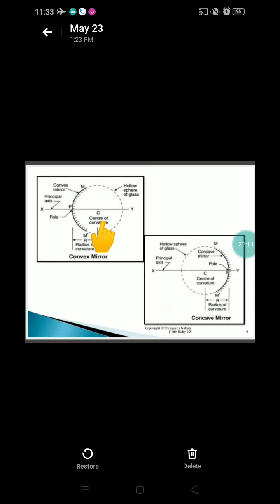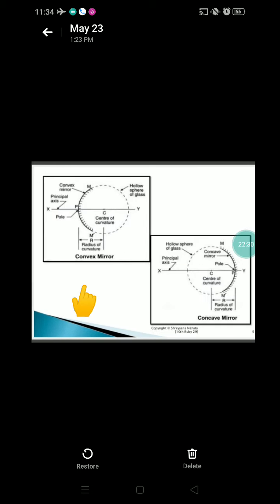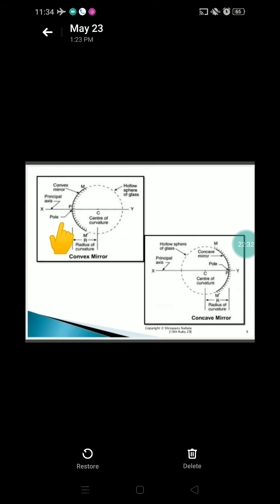The radius of the hollow sphere of glass of which the spherical mirror is a part. In the figure, this distance CP is the radius of curvature, and it is usually represented by the capital letter R. The next term is pole. What is pole? The pole is represented by the letter P, and the pole is the center of our mirror.